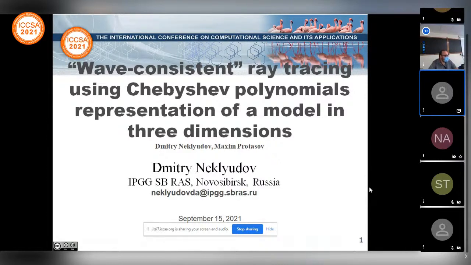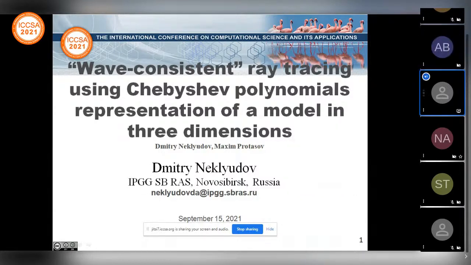The second talk, which is actually the first talk of this session, is by Dmitry Nekludov, a joint work with Maxim Protasov, and it's Wave-Consistent Ray Tracing Using Chebyshev Polynomials Representation of a Model in Three Dimensions. So please, the floor is yours.